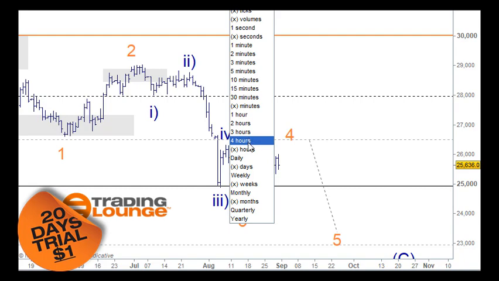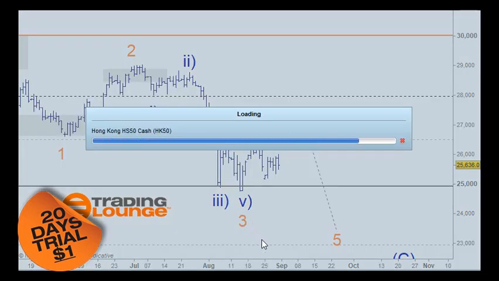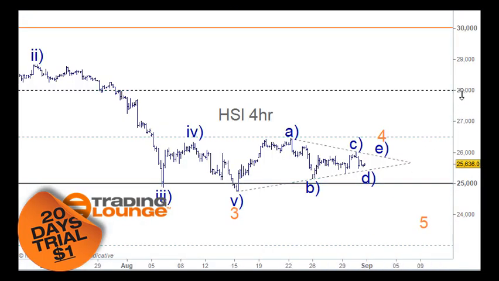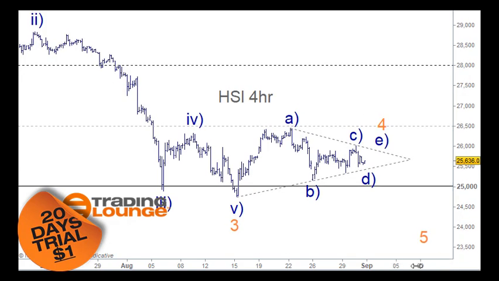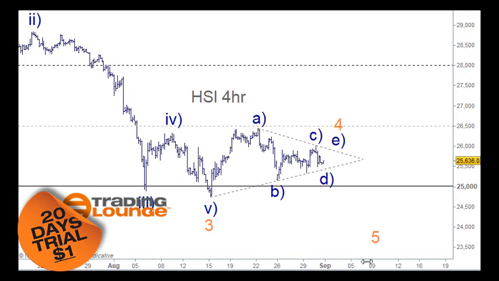So, how do we look at this particular correction that's been unfolding here? Well, I'm starting to think that we may end up having a triangle in this. So from the wave 3 low here, looking at an A, a B and a C wave, a D and an E wave here. So we've got a bit more to come up into this space before we see a move down.